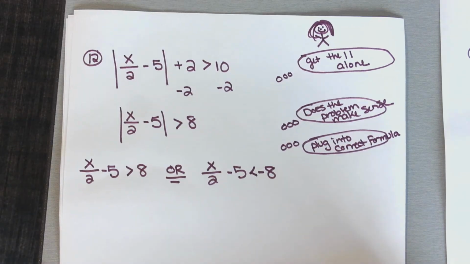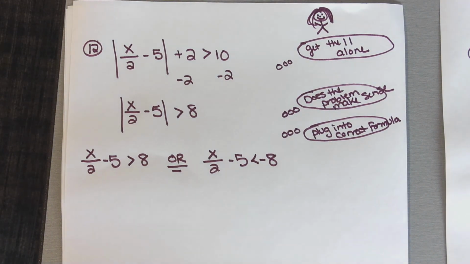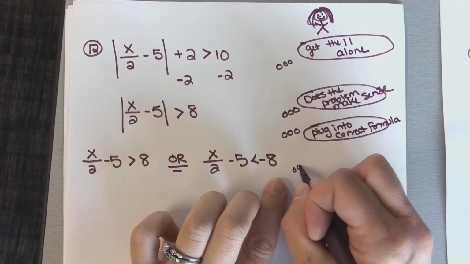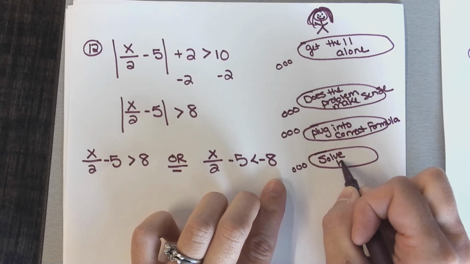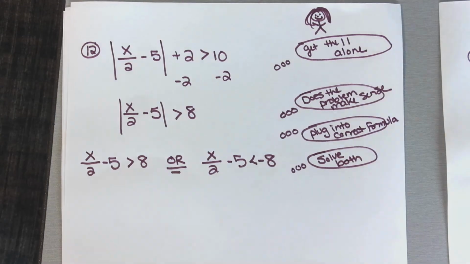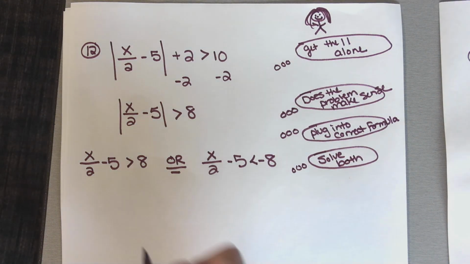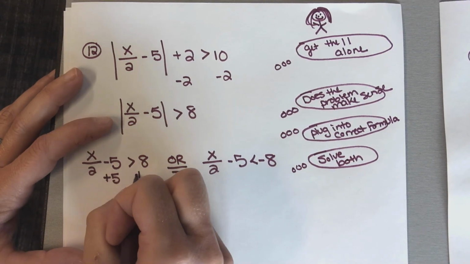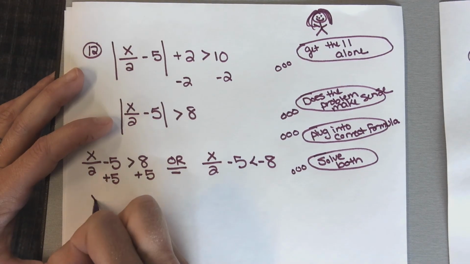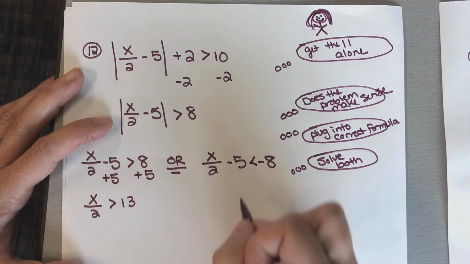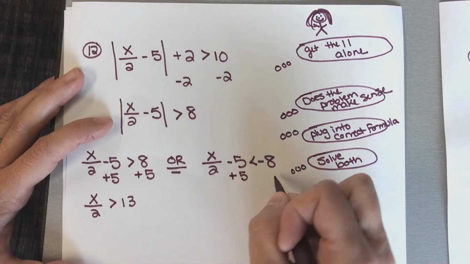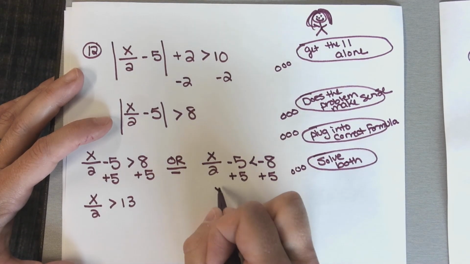And now, it's almost turned into a weird game of ESP. Now what's Miss Vessel thinking? What should I do next? Solve for x. Solve both in this case. Alright. Add 5 to both sides on both of them, right? We're going to kind of go the same route. So x over 2 is greater than 13. Over here, I'm going to add 5 to both as well. I'm just going to kind of solve them simultaneously here.